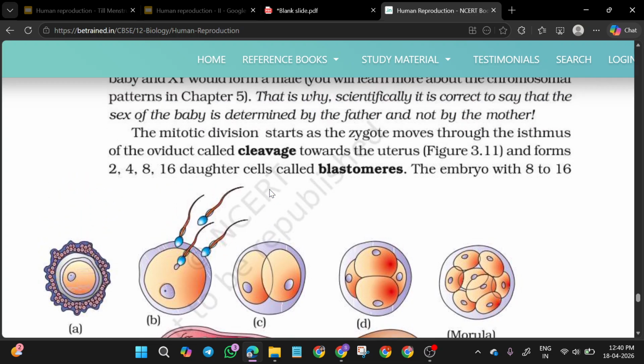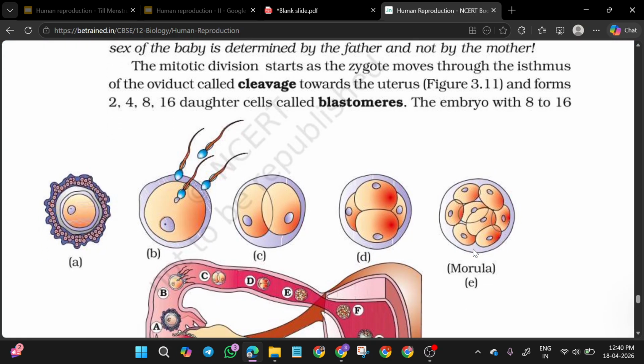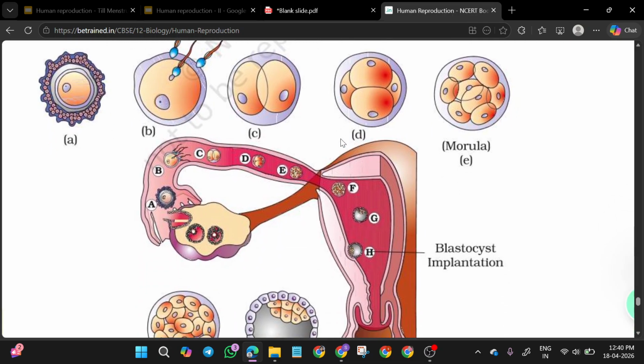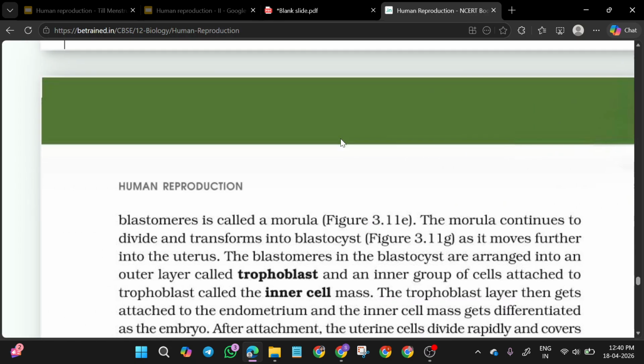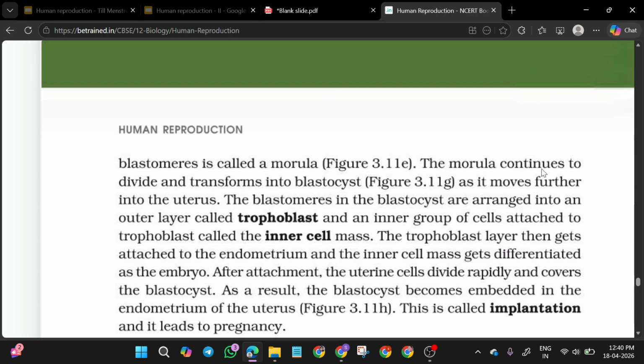This is clear. The mitotic division called cleavage starts as the zygote moves through the isthmus of the oviduct towards the uterus. While moving towards the uterus, rapid mitotic division happens. That is called cleavage, and forms 2, 4, 8, 16 cells. An embryo with 8 to 16 daughter cells. These cells are called blastomeres. Instead of saying 2 cells, 4 cells, they say blastomeres here. So now the 8 to 16 cell stage is called morula.